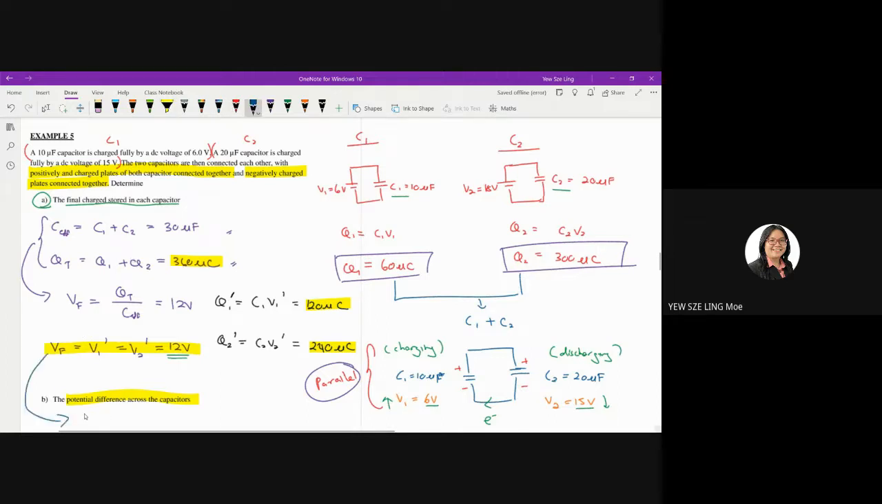So you just rewrite it, or you can just write, refer to A, and then write the answer. So your V1 prime equals V2 prime equals 12 volt. Done. Okay, done answering both questions A and B. So you write it down first before we look at question C, all right? 3 minutes for you to write it down. If you have any questions, you may ask.